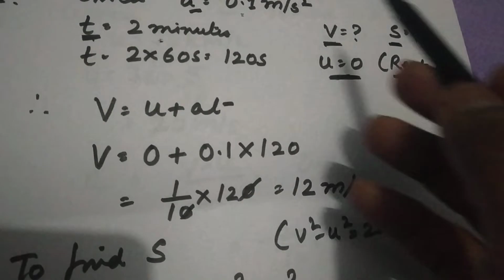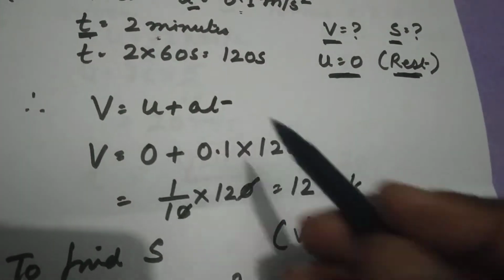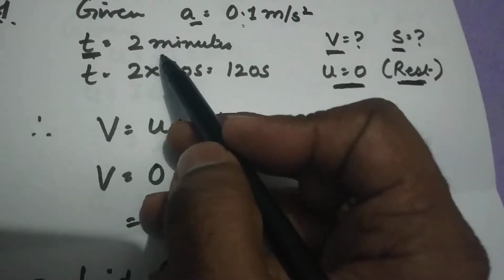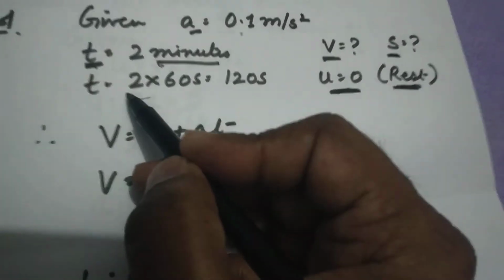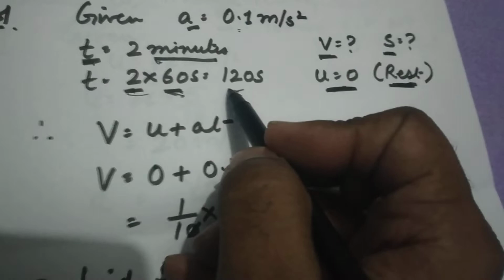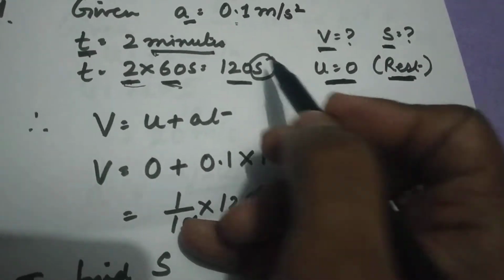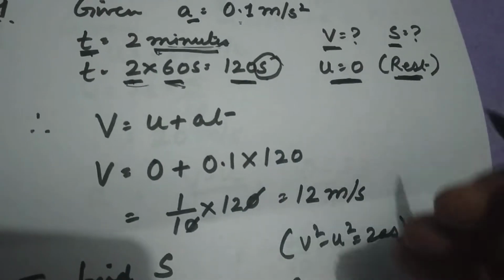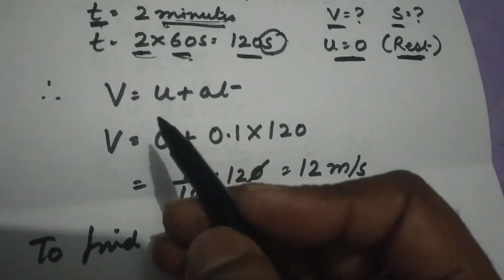By writing all these values, we can start the numerical, but one thing to be noted is that time is given in minutes. So we have to multiply 2 by 60; that conversion is compulsory because seconds have to be taken. Minutes we cannot take for the calculation. These steps have to be followed to do the numerical, otherwise it will go wrong.